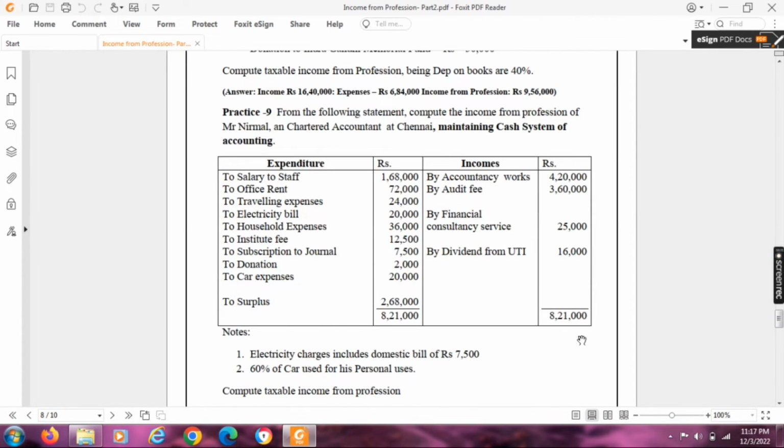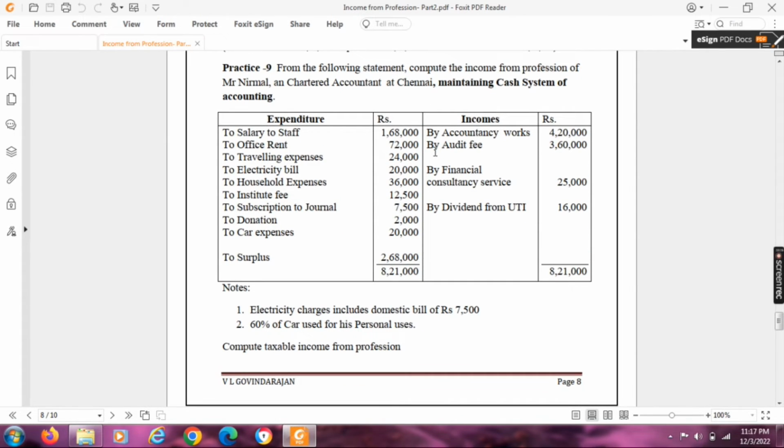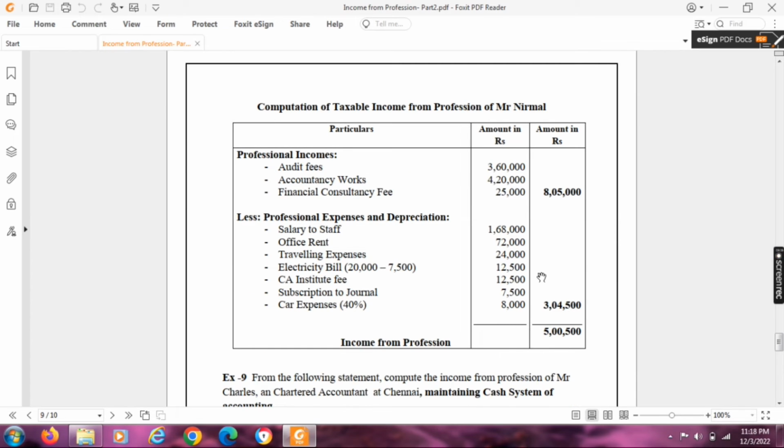Now practice 9. From the following statement, compute income from profession of Mr. Nirmal, a chartered accountant at Chennai, maintaining cash system of accounting. But he submitted an income and expenditure account, though maintaining cash, so any stock will be ignored. In this pattern, accountancy works 4,20,000 is professional nature. Audit fee 3,60,000 also professional nature. Financial consultancy service also professional fees. Dividend income is from other sources. So only these three are of professional nature.